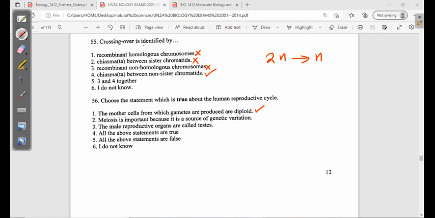Okay. Meiosis is important because it is a source of genetic variation. This is also true. The same recombination that happens during prophase 1 makes sure that there is genetic variation. The male reproductive organs are called testes. This is also true. So this is telling us that all of the above statements are true. So that would be the best option then.